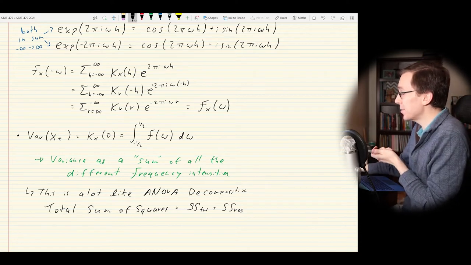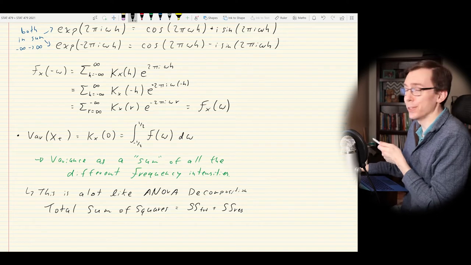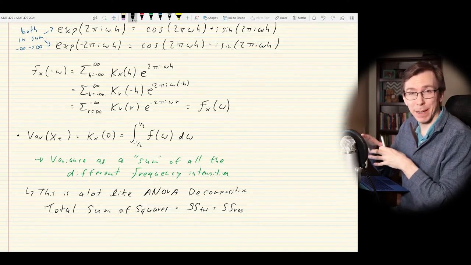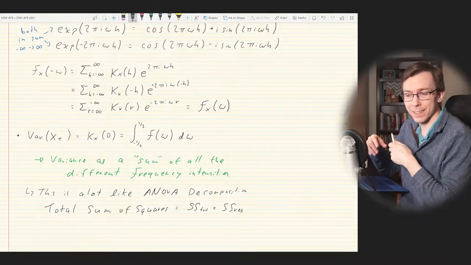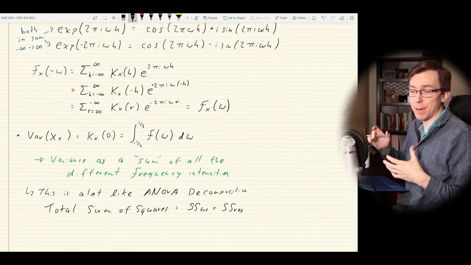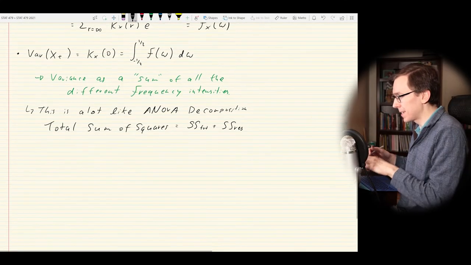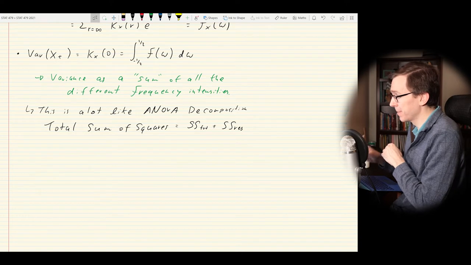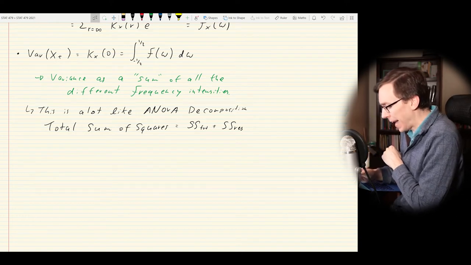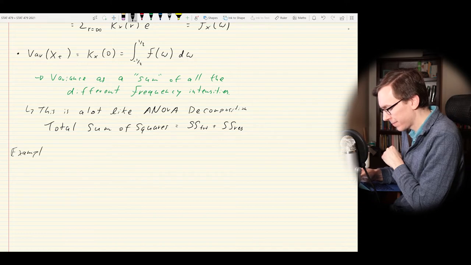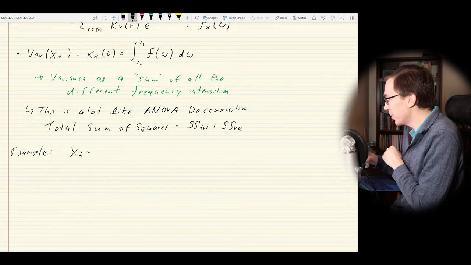Anyway, we can actually do a simple example to see what actually comes out and what a spectral density would look like. So let's do that. For a simple example, let's consider the periodic process that we talked about in the last lecture. So let's consider X_t.